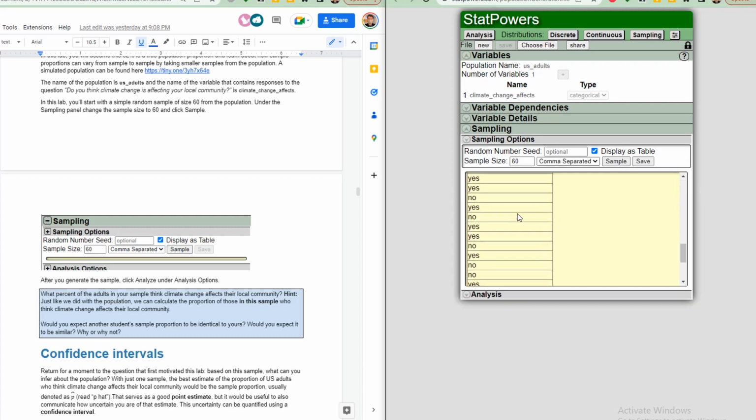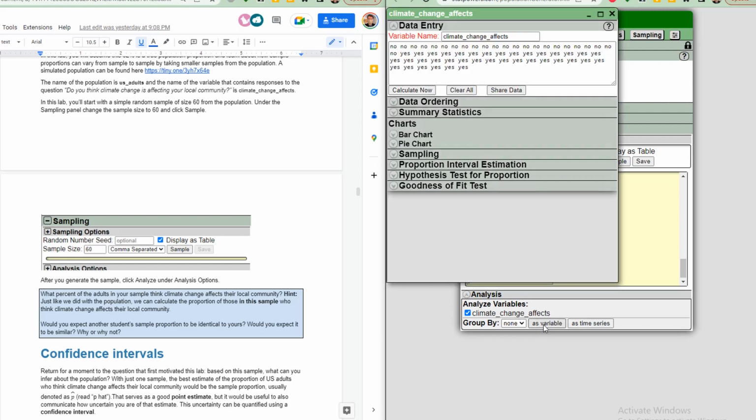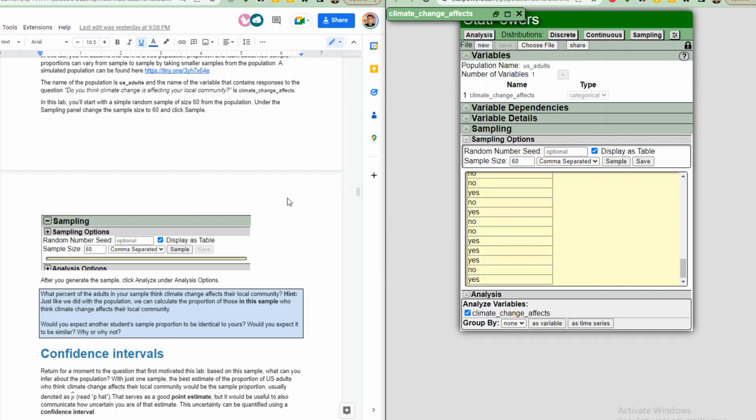Click sample, and you can see we have a bunch of yeses and a bunch of nos. We're going to analyze the output as a variable, and we can look at answering the question of what percent of the adults in our sample think climate change affects their local community. We can go down here. I got 61.667. You're going to have something different likely. So that would be my answer. I would say my proportion is like 61.7%. Of course, this is going to vary from sample to sample.